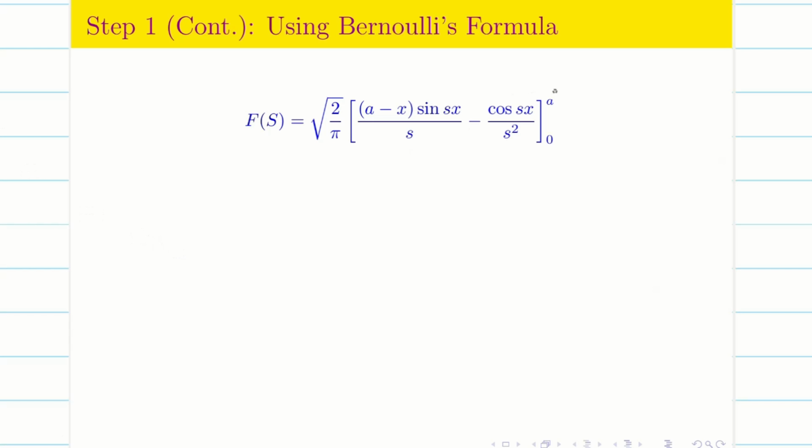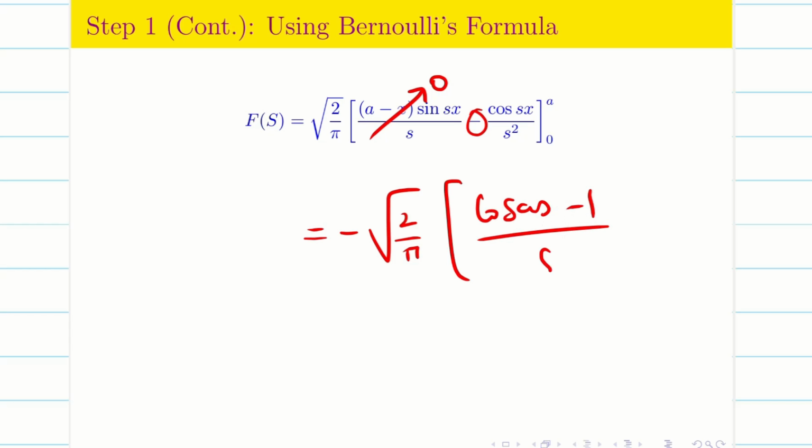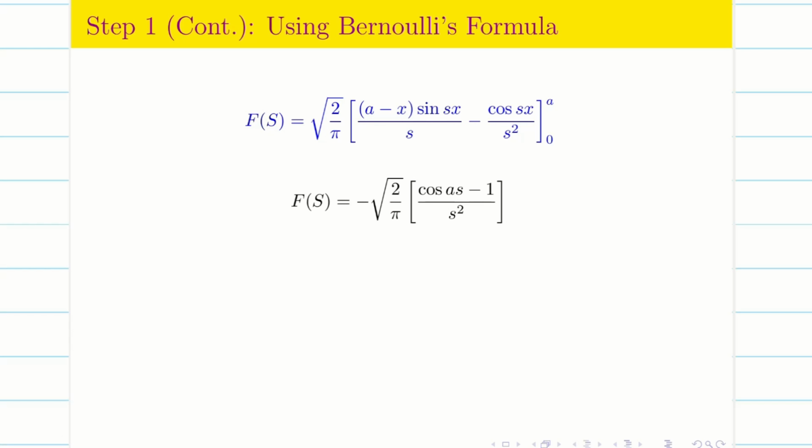Now we can see the upper limit a. When I put a here, a minus a is 0. When I put the lower limit, then sin 0 is 0. In both cases, this is going to be 0. Now, when I substitute the upper and lower limits, taking this minus outside, I'll be having minus square root of 2 by pi times cos as minus 1 by s square. If I multiply the minus inside, I'll be getting 1 minus cos as by s square.